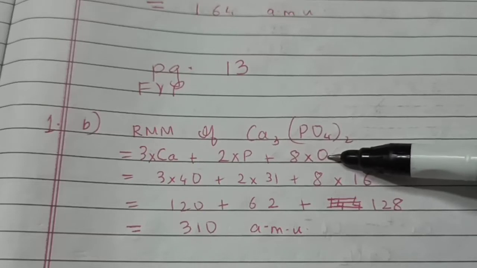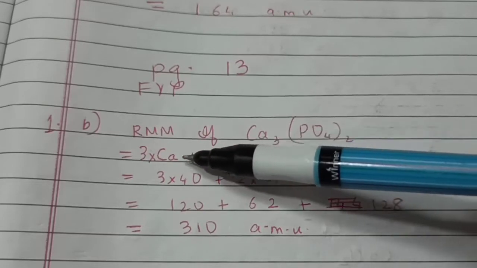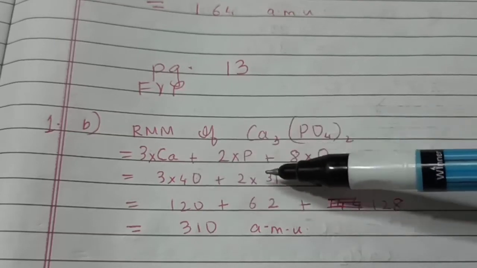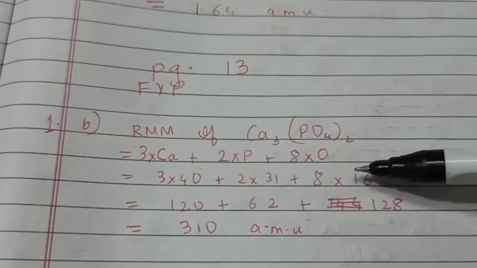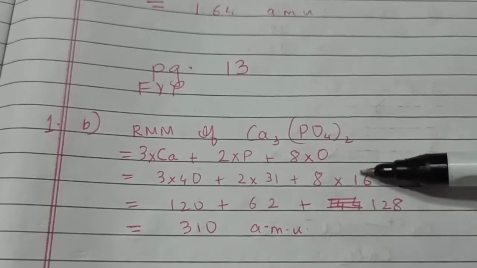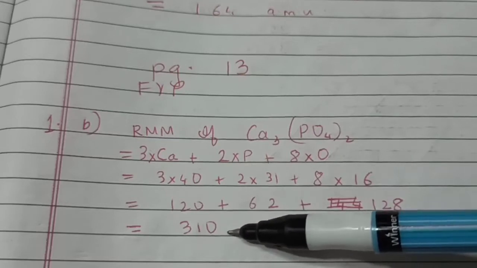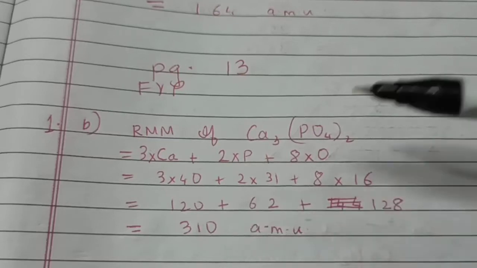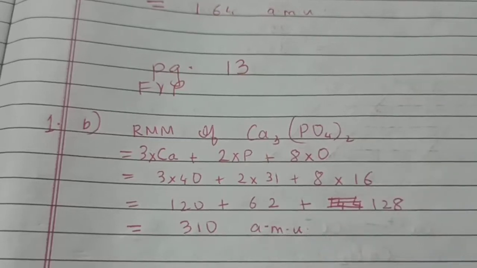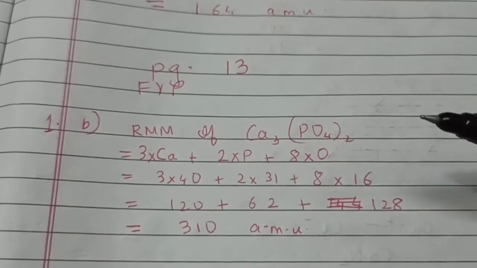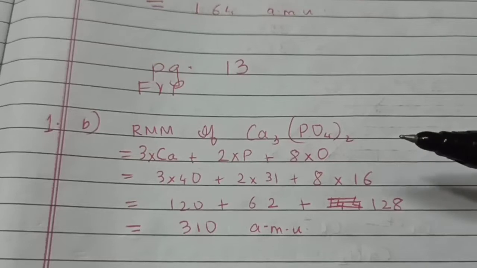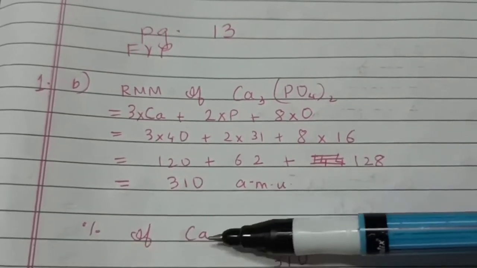So substitute the values, atomic weights of the individual elements. Calcium is 40, phosphorus 31, oxygen is 16. These values have been given in the question. Multiply and get the respective answers, and then add them so that we get the total answer, which is 310 AMU. Now we'll find the percentage composition. Since they have not specified any particular element, we will find the percentage of each constituent element. First, the percentage of calcium.